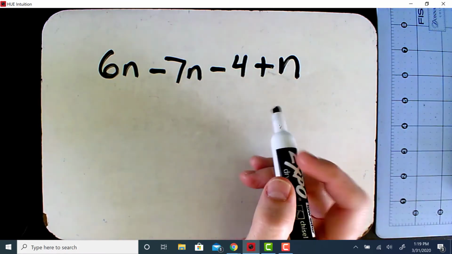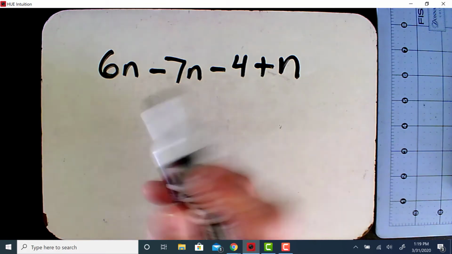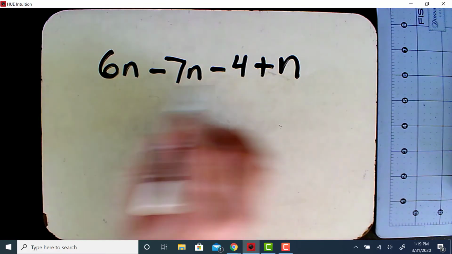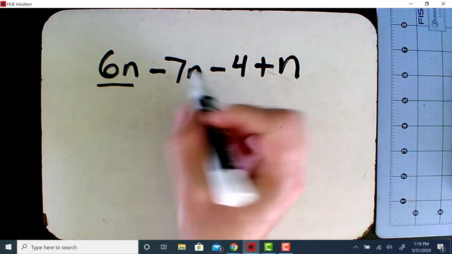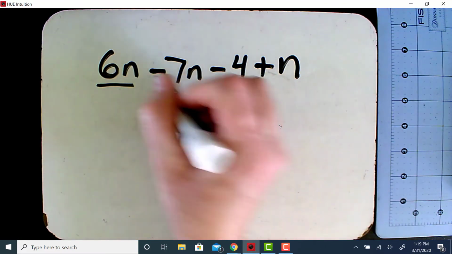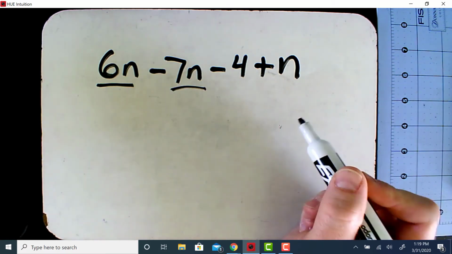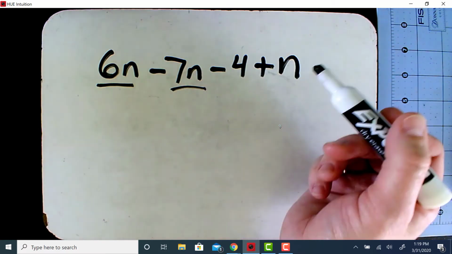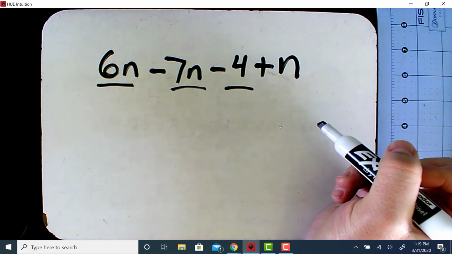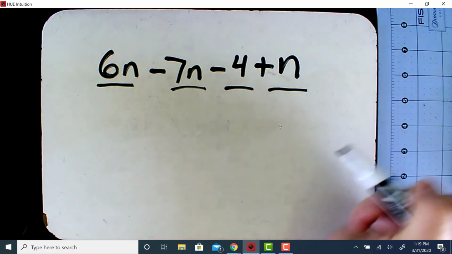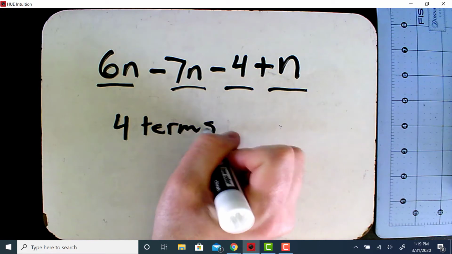Now, the first thing I want to do is make sure that we understand our vocab. So on our vocab, how many terms do we have in this problem? Well, I've got 6n, and it's split up by a minus sign. Then I've got another term, 7n. Then I've got another subtract sign that breaks it apart. Then I've got the constant 4, and I've got another n. So I have a total of 4 terms in this expression.